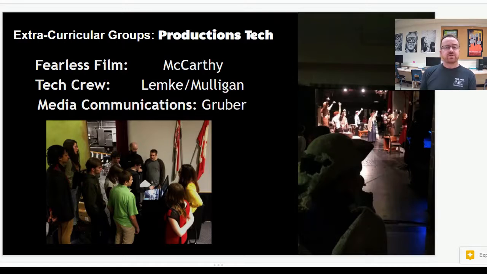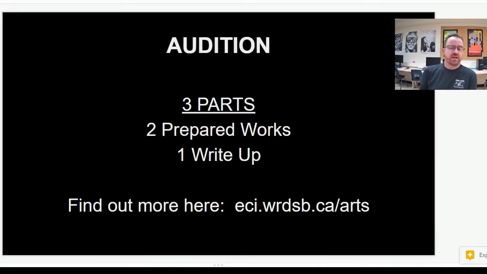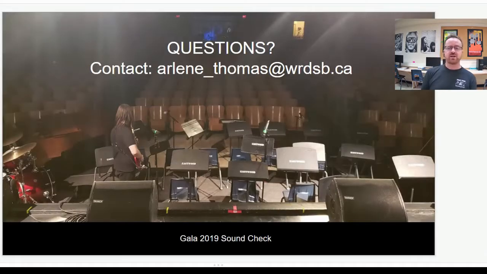So the audition instructions are in a separate video, but just a quick little overview is that there's 3 parts you're handing in. There's 2 prepared works and 1 write-up that's connected to one of those prepared works. So if you want more information on auditions, check out that other video, or go to the website eci.wrdsb.ca/arts. If you have any questions, you have a contact there in Arlene Thomas, and it's Arlene_Thomas at wrdsb.ca, as you can see. And I think that concludes this video.